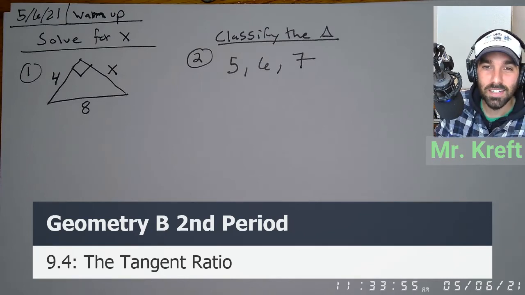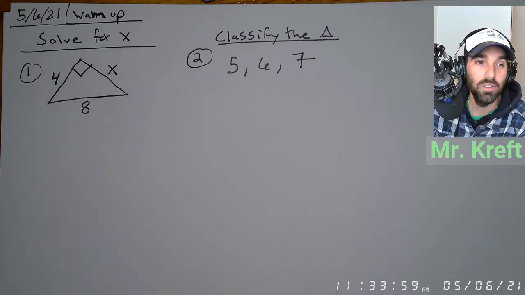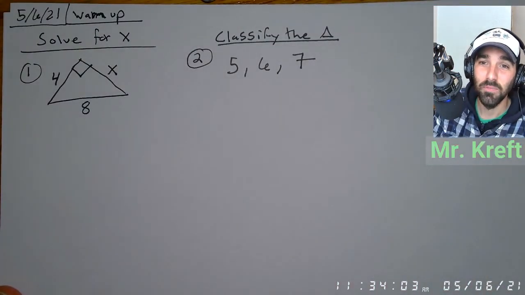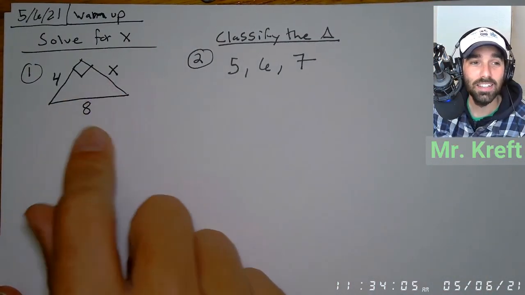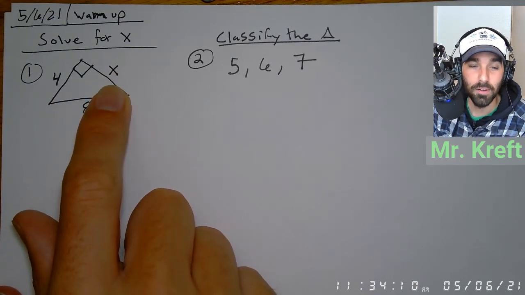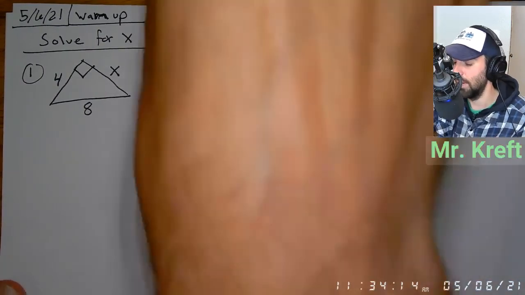All right, but before we get into the new stuff, let's talk about the stuff we did last time, and that was, I'm frozen, right? Call me Elsa. You can go ahead here, and we are going to remember how to solve for x using Pythagorean theorem and using Pythagorean theorem to classify a triangle, right?